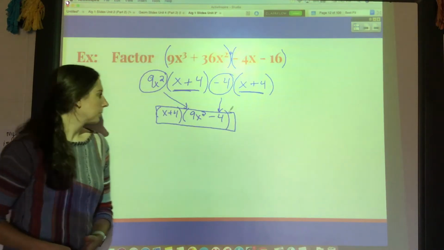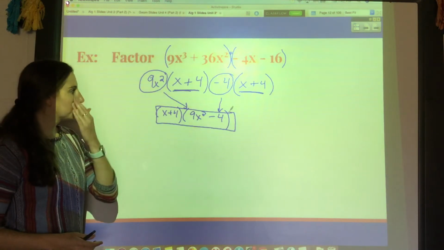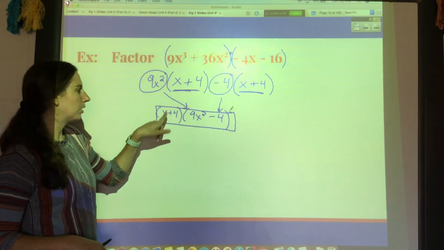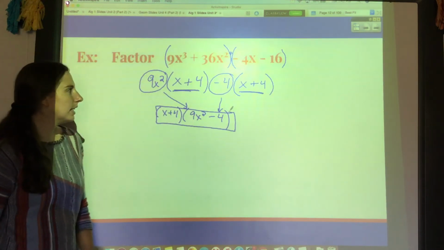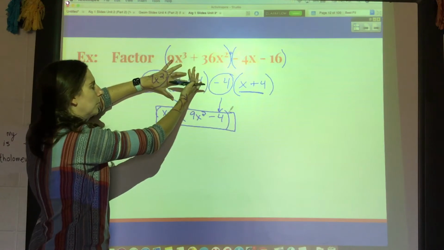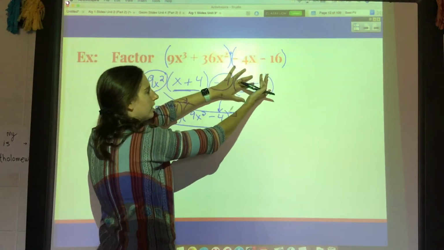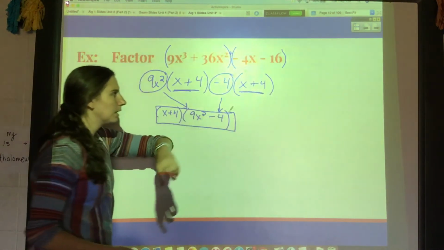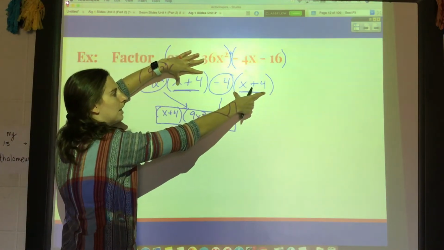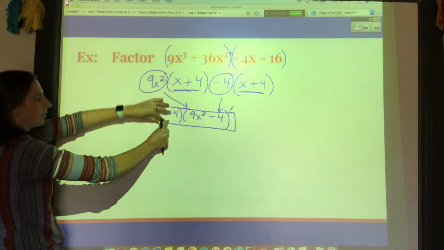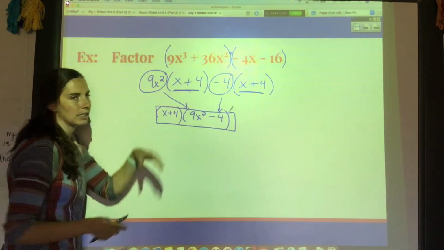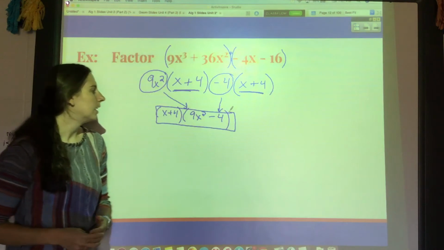So a couple things. First of all, it's a little confusing, like, why did I have it twice but I only wrote it once? The reason is, almost imagine all of this is one big term, and imagine all of this is one big chunk. And basically what I did was I treated x plus 4 like a GCF and factored it out to the front, leaving just 9x squared minus 4. So that's kind of what happened there.